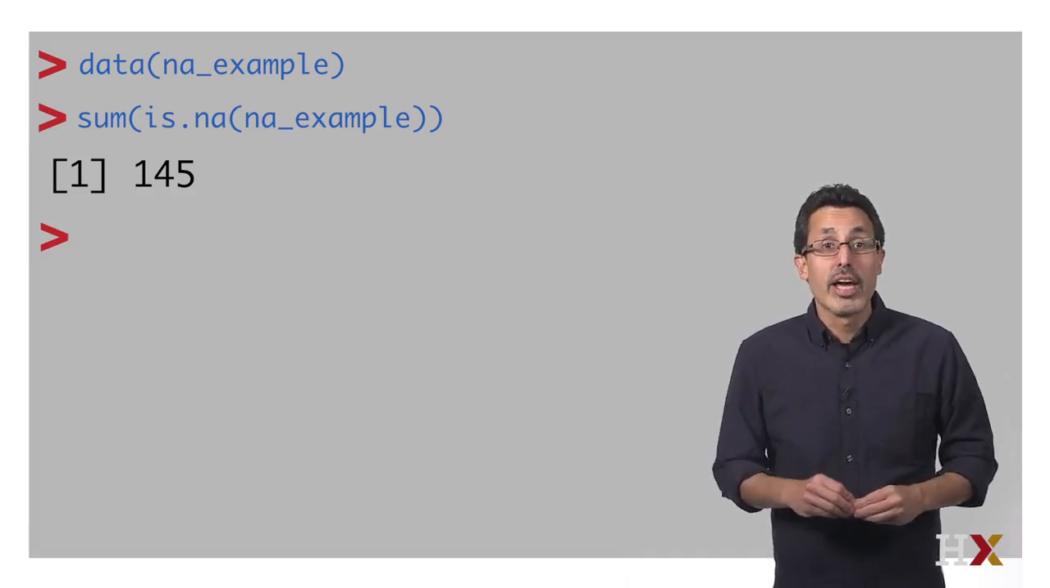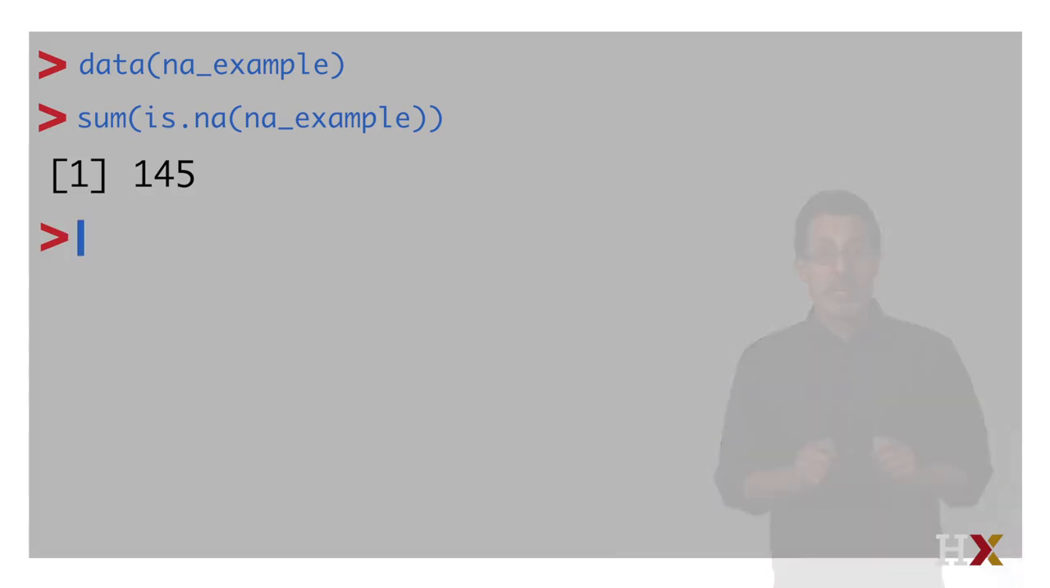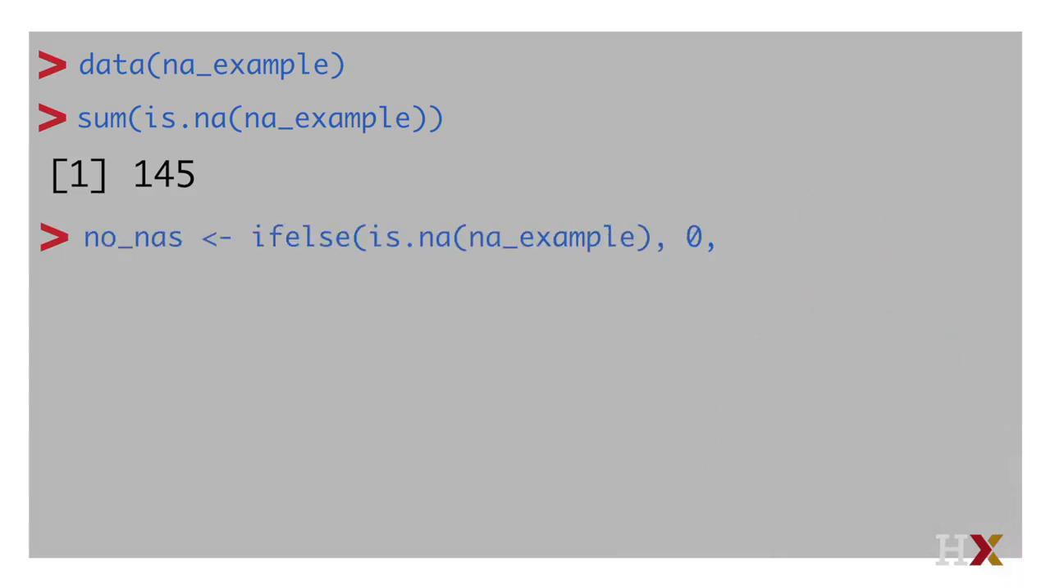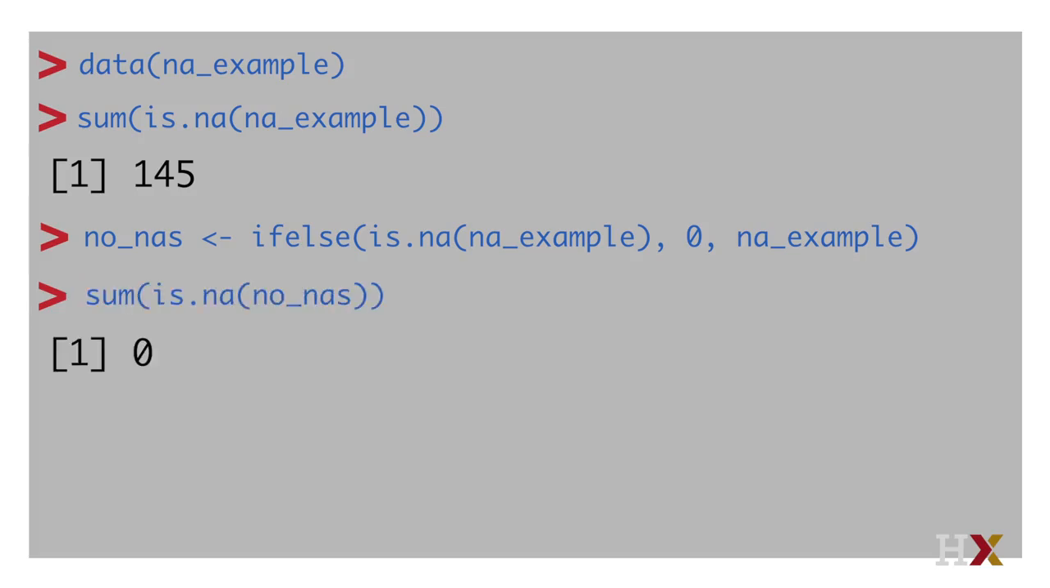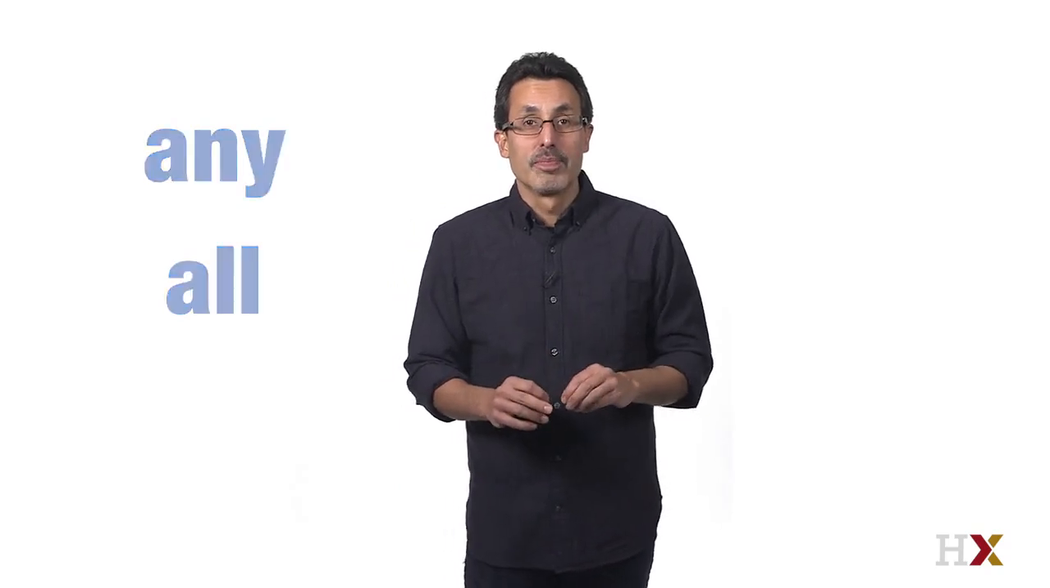So what we want to do next is create a new vector called no_nas that replaces all the NAs with 0. Using the ifelse function, we can do this very easily like this. Once we're done with this, we see that the new object no_nas has no more NAs. All right, 2 more functions, any and all. These are also quite useful.